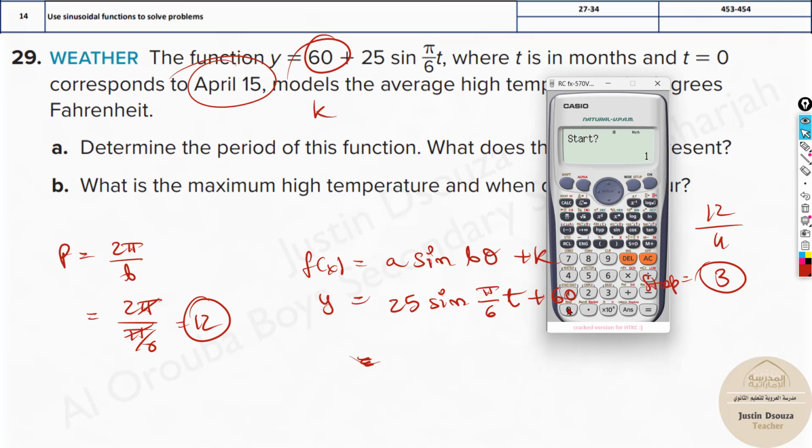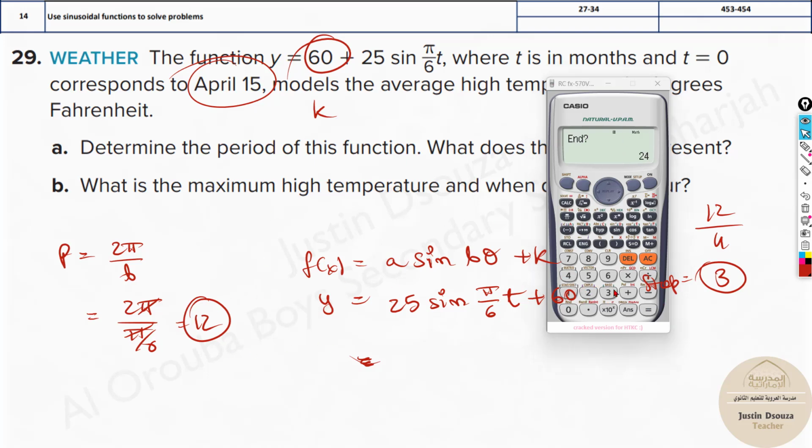And where do you start? Always at 0. And where do you want to end? I know at 12, it will be one complete cycle. It will come back to its original position. So I'll take 24. Starting is at 0, end at 24. Let me have two cycles.